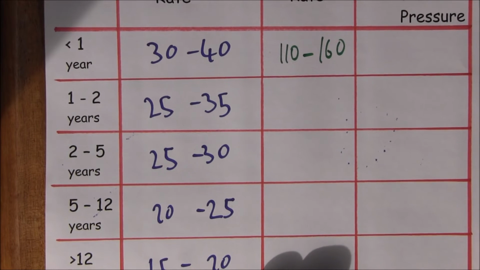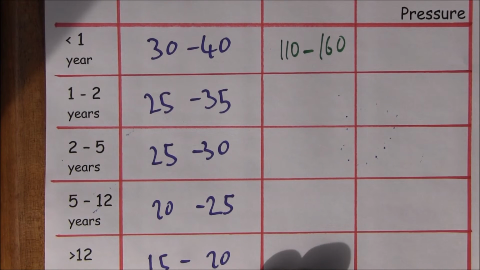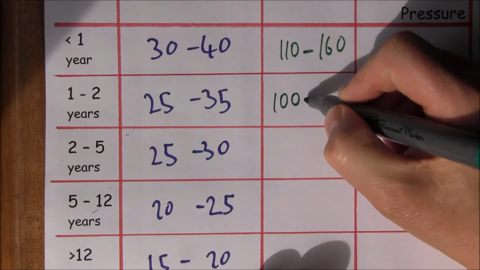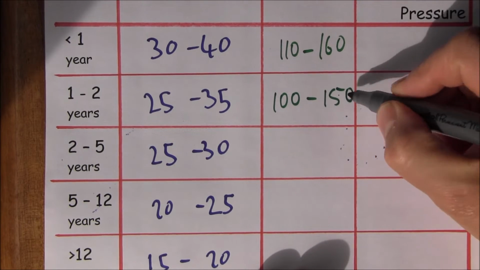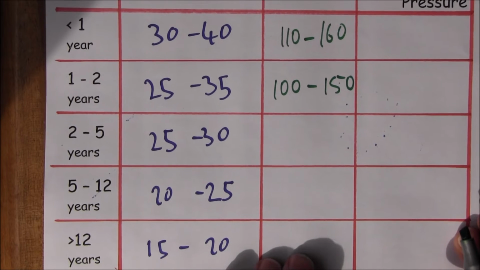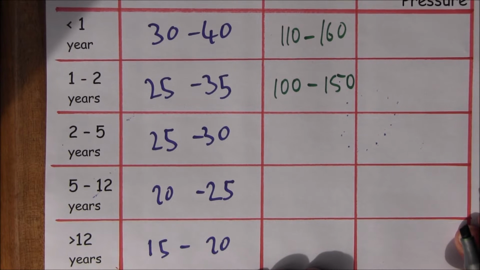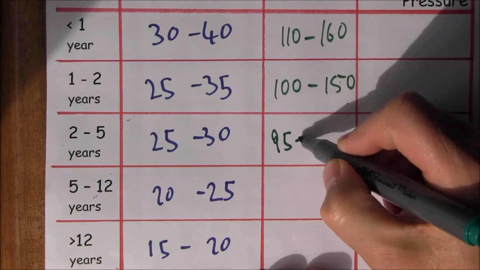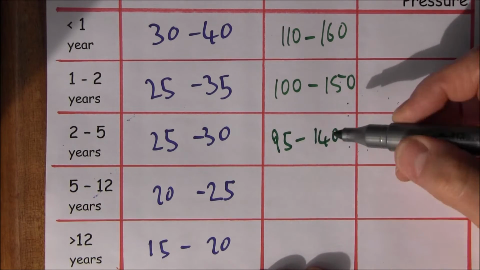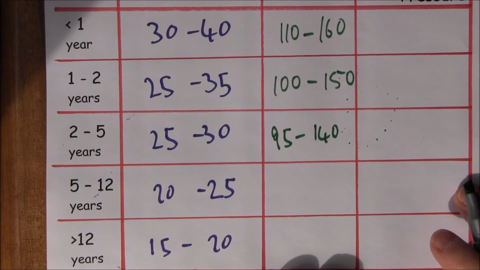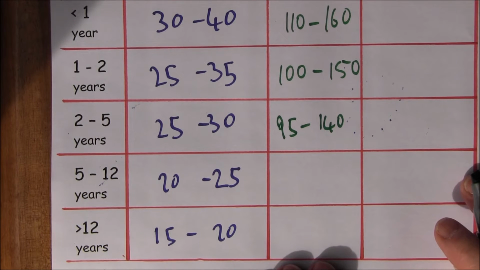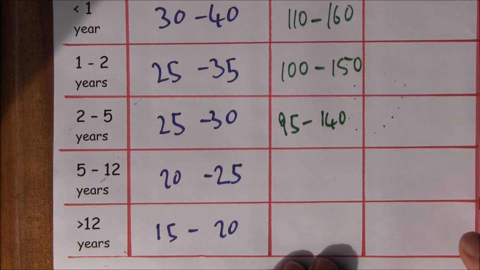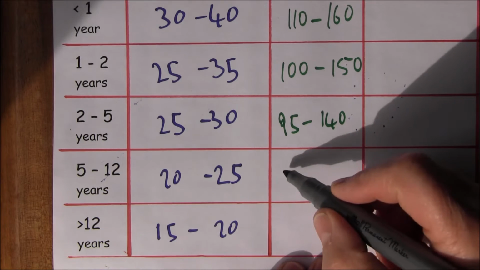1 to 2 years, that's going to reduce a bit to 100 to 150 as being our normal range. 2 to 5 years, we'll say 95 to 140 beats of the heart per minute. 5 to 12 years, we'll say 80 to 120.